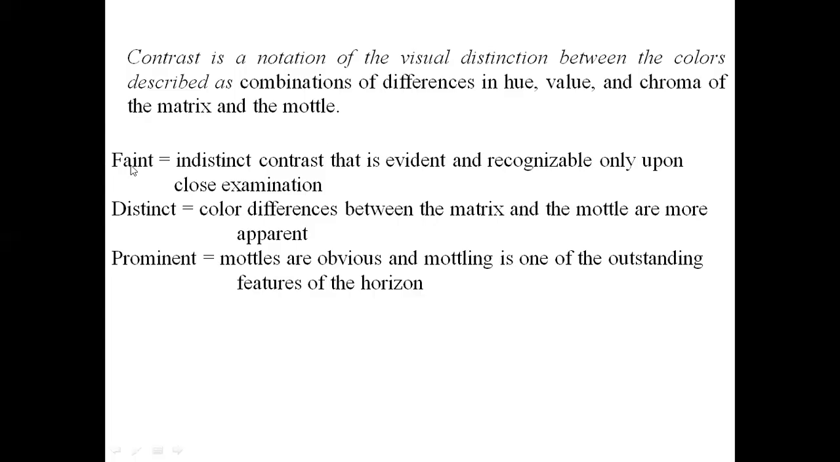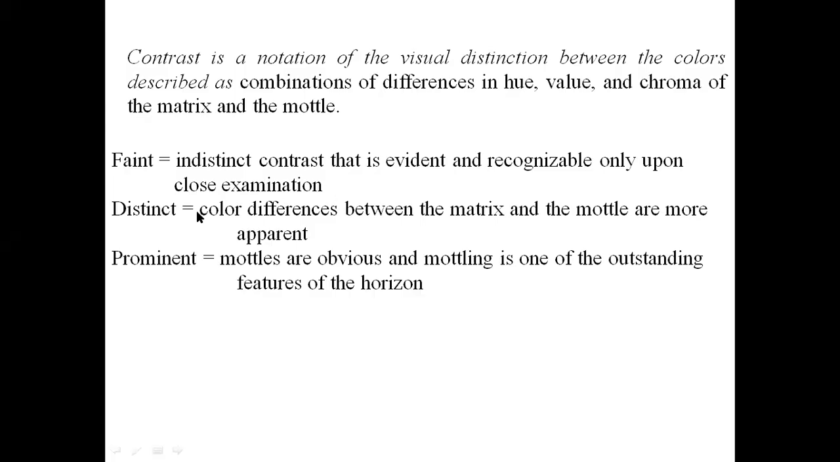So there are 3 types of contrast: faint, distinct, and prominent. These are the 3 different types of contrast. What are these? Faint, distinct, and prominent. Faint means indistinct contrast that is evident and recognizable only up to close examination. So indistinct means we can go up to somewhat close examination.